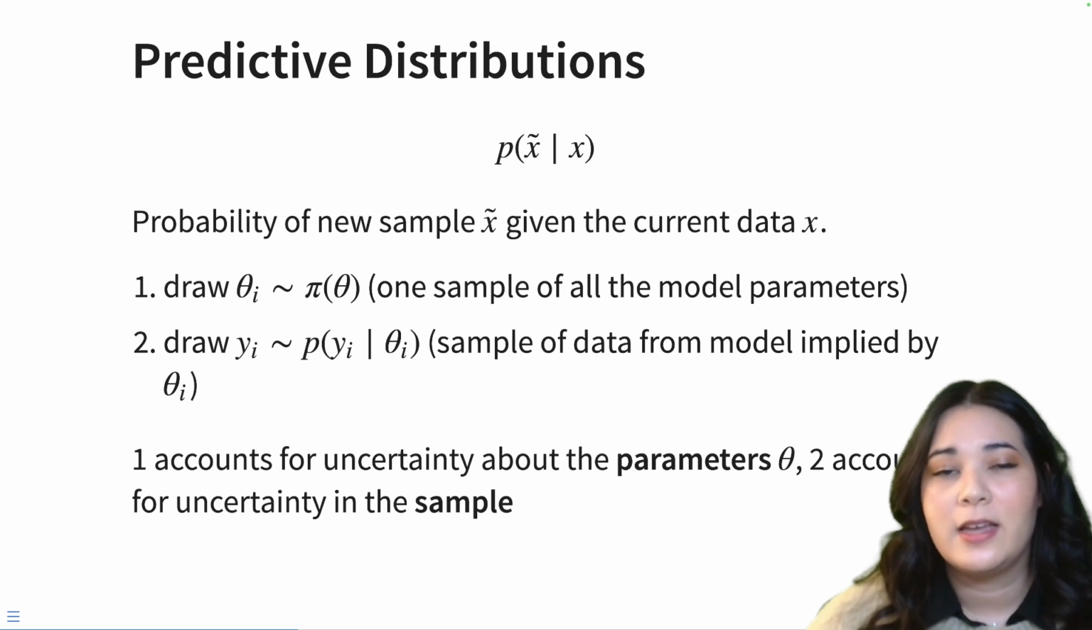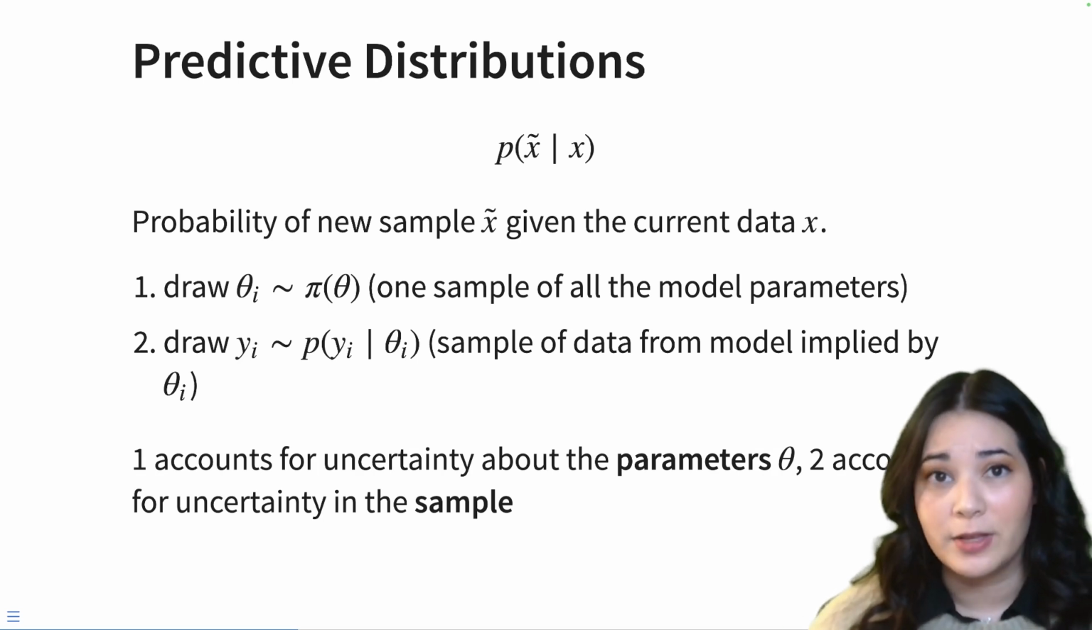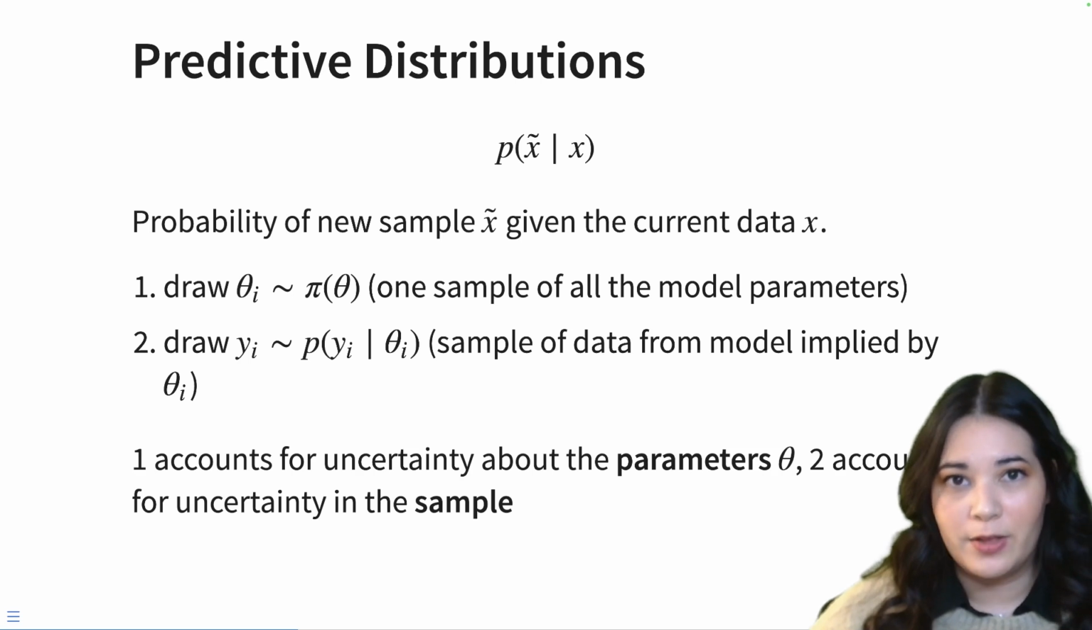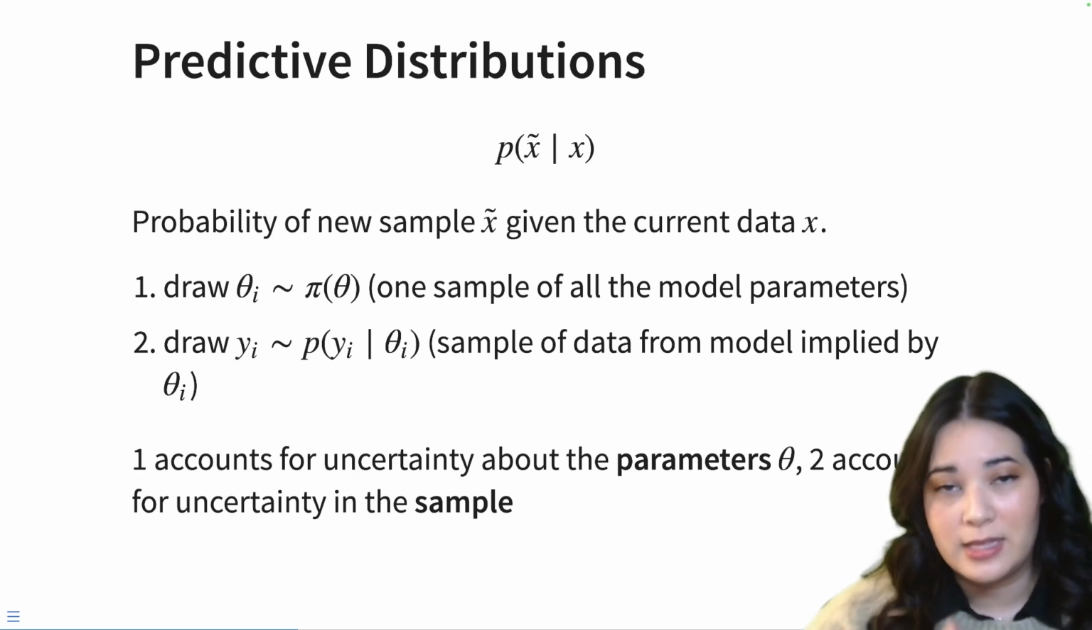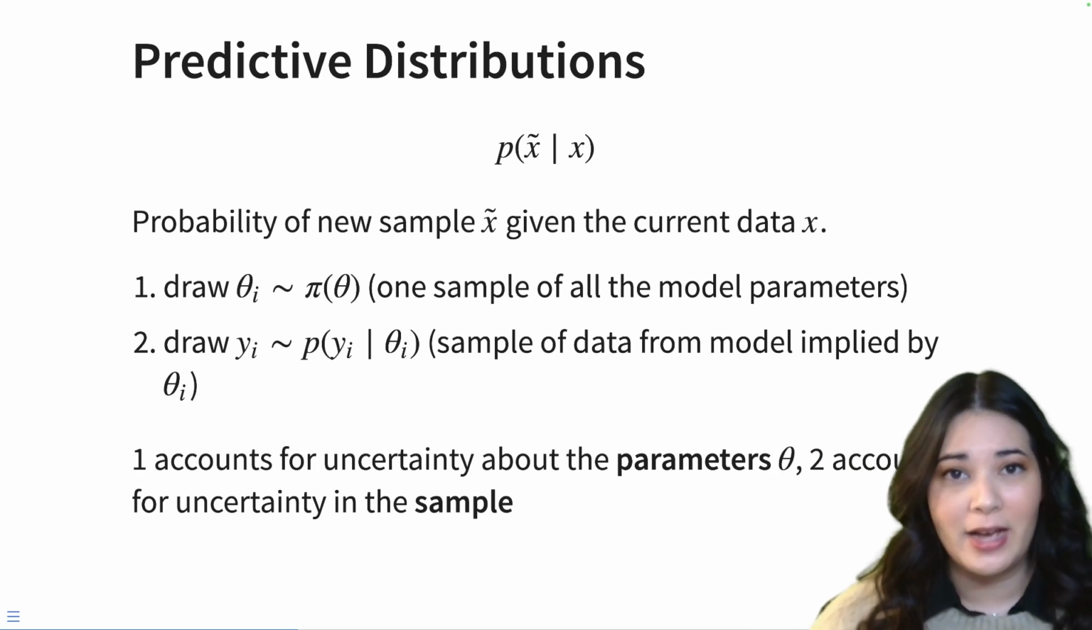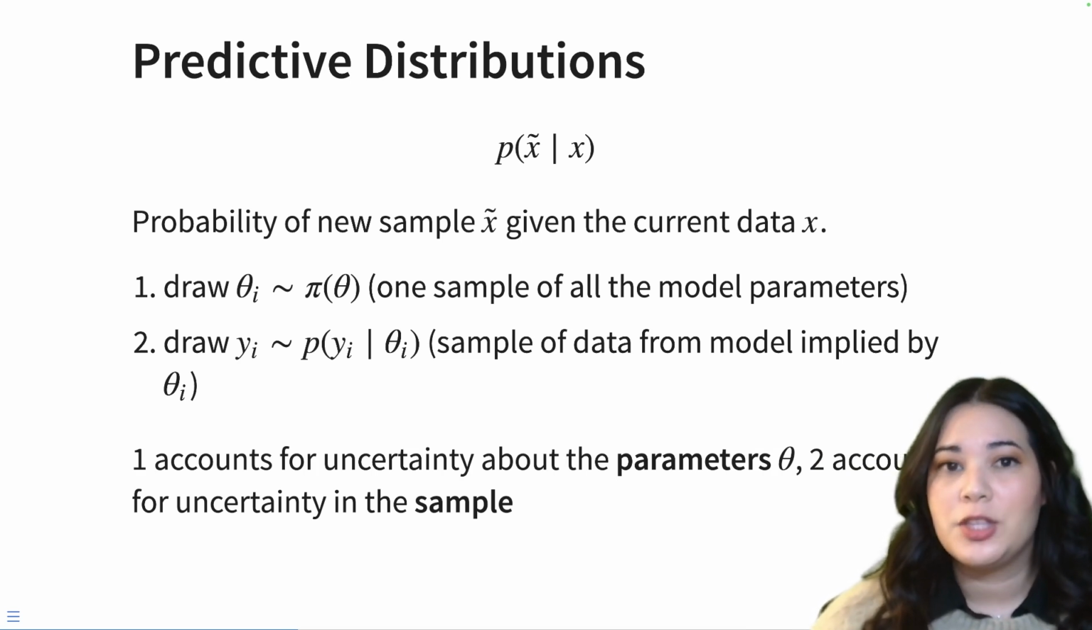Step 2, on the other hand, allows us to account for that sampling variability. Even if we had the perfect model, what is the variability of data around its expected value according to the model?